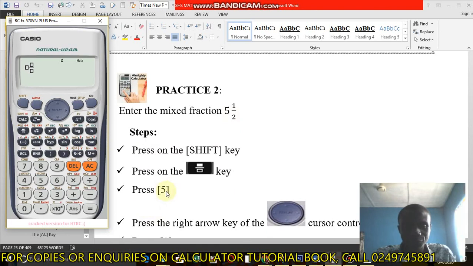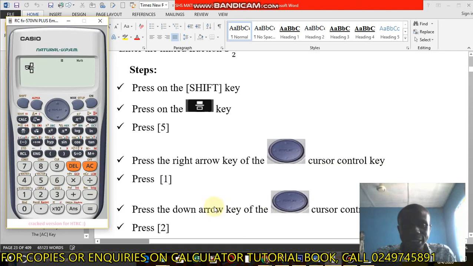We will first enter 5. Then we press the right arrow key of the cursor control key. When you do that, the cursor will go to the fractional part of the mixed fraction container. We press our 1.